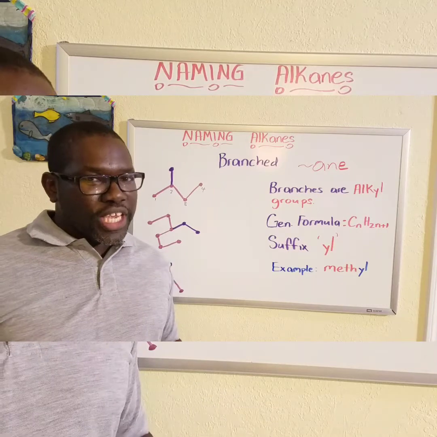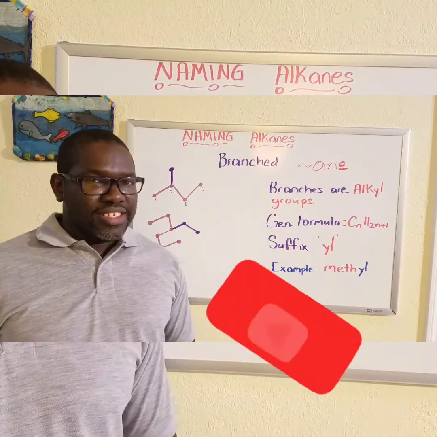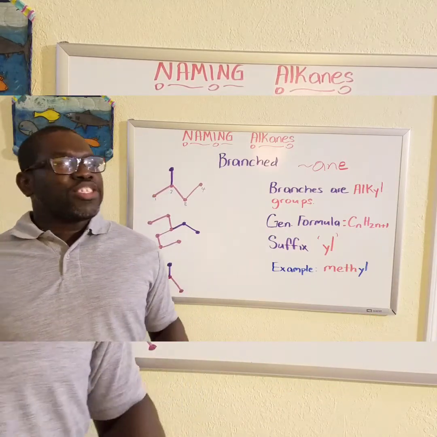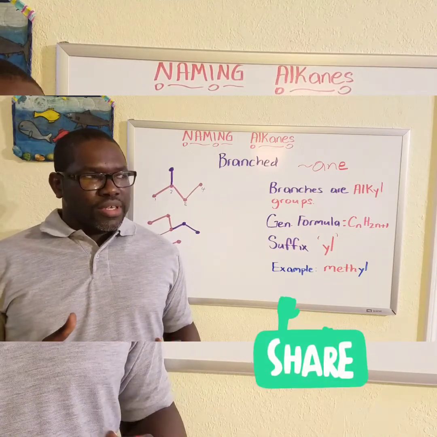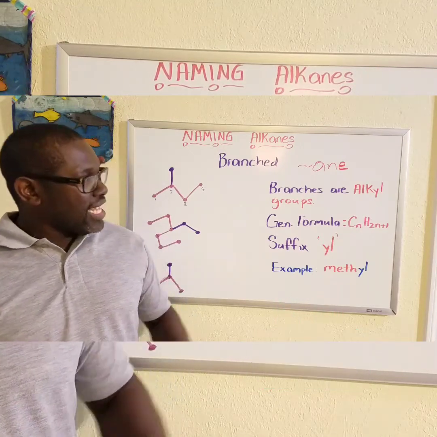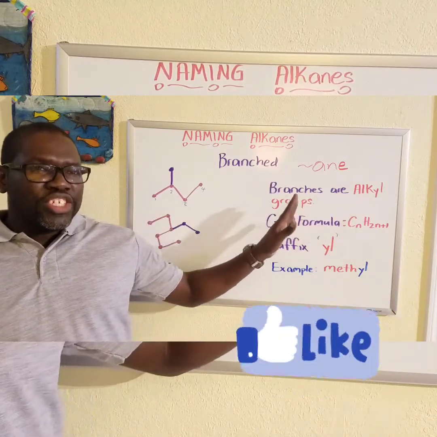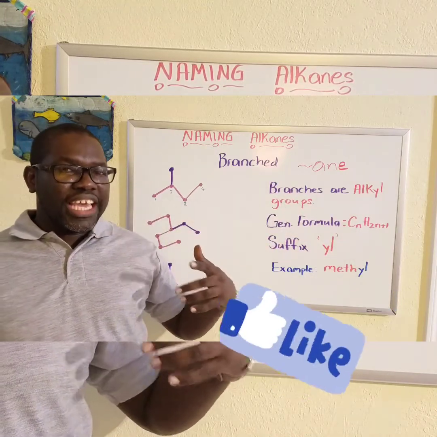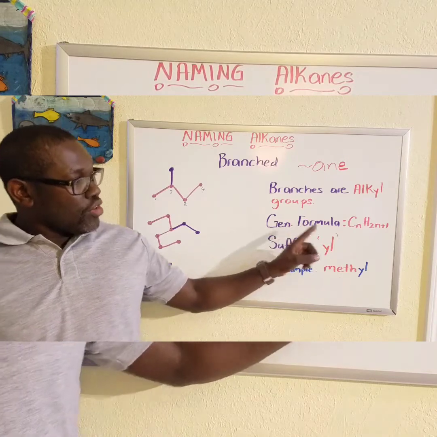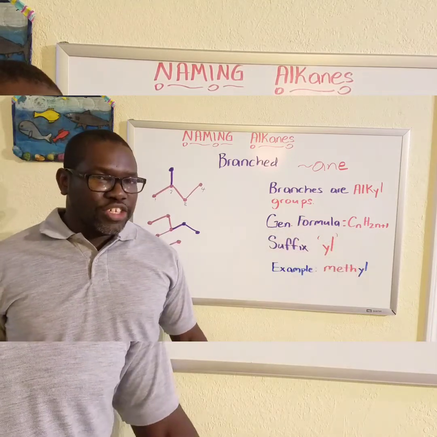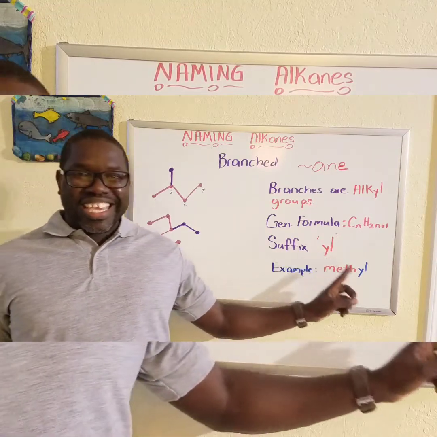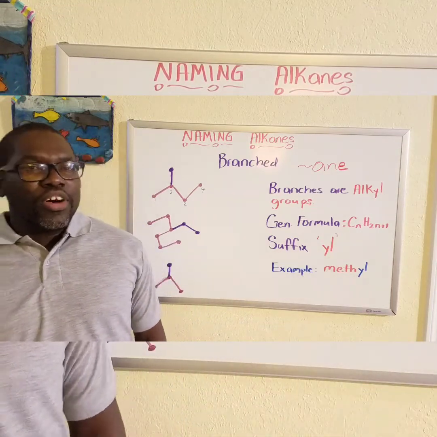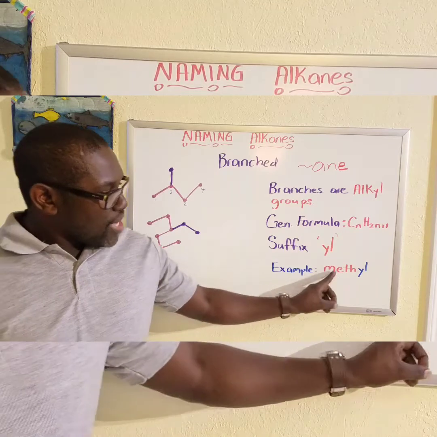We're going to now be looking at our branched alkanes. Now, in any branched situation generally, you're going to be using some groups which we're going to be calling alkyl groups. So branches in this context are generally alkyl groups. And their general formula, CnH2n+1. Alright? Now their suffix is "-yl". And an example of an alkyl group is methyl.